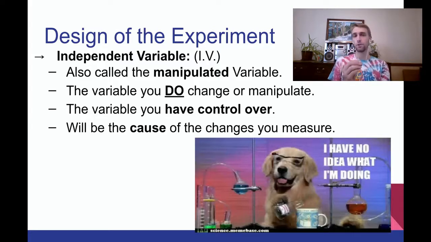And if you set up a good experiment, the changes in your independent variable are going to be the result, or are going to cause any changes that you see in the results. Ideally, you want to set up an experiment so changing the independent variable is the only thing that's going to affect your measurements. That's not always true, but that's always the goal.